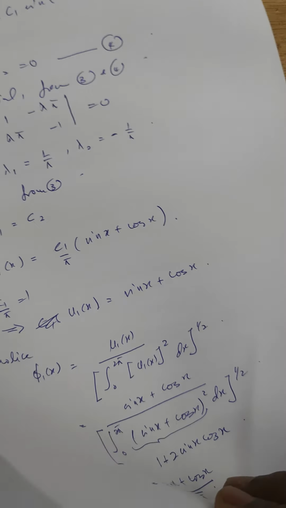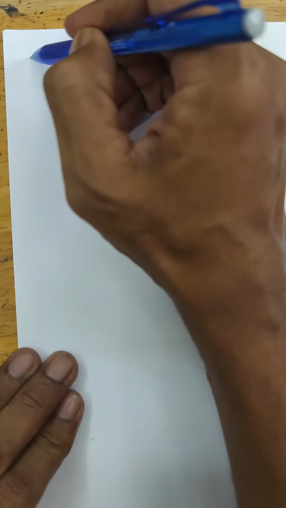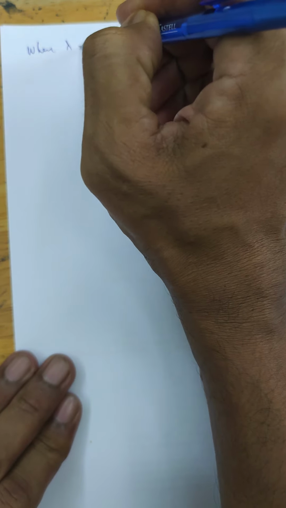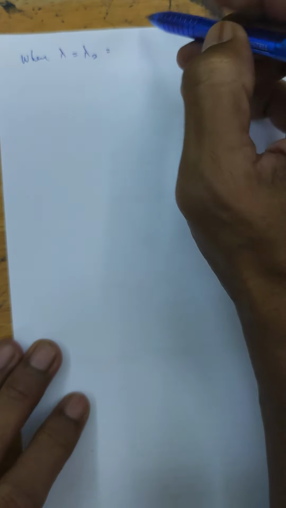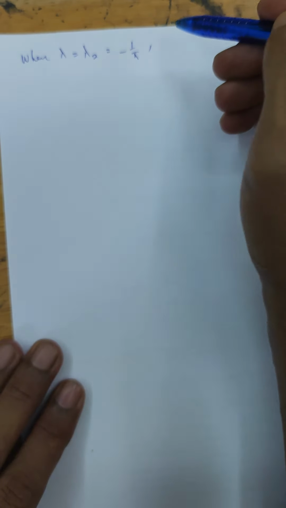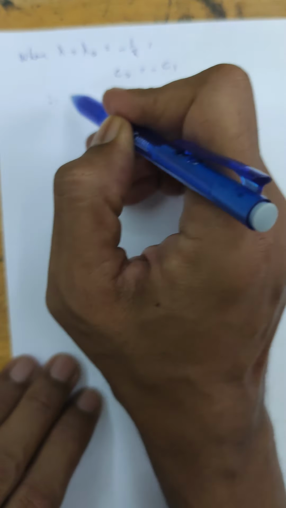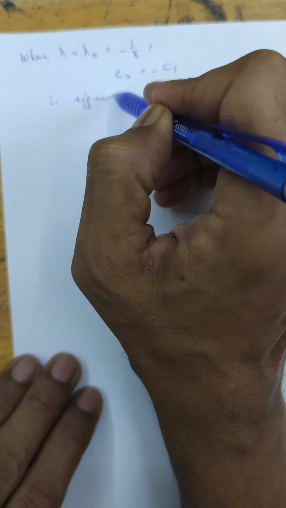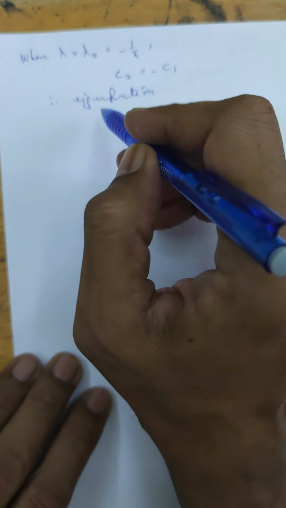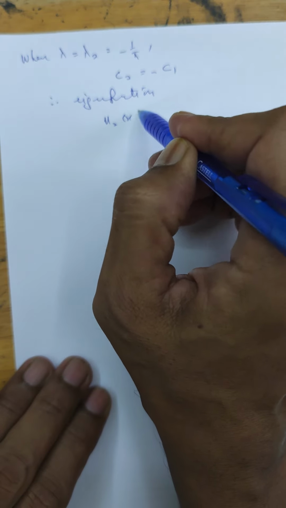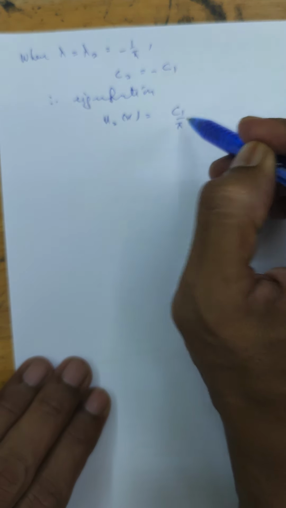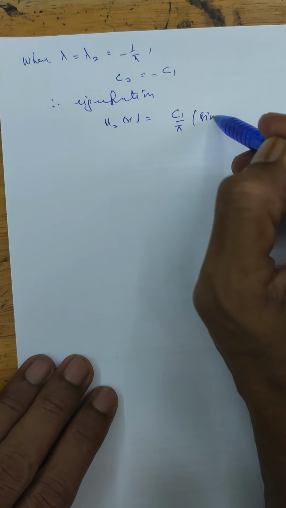So for lambda 2 equal to minus 1 over pi, we have C2 equal to negative C1. Then we obtain the eigenfunction, therefore the eigenfunction is u2(x) equal to C1 over pi times sin x minus cos x.